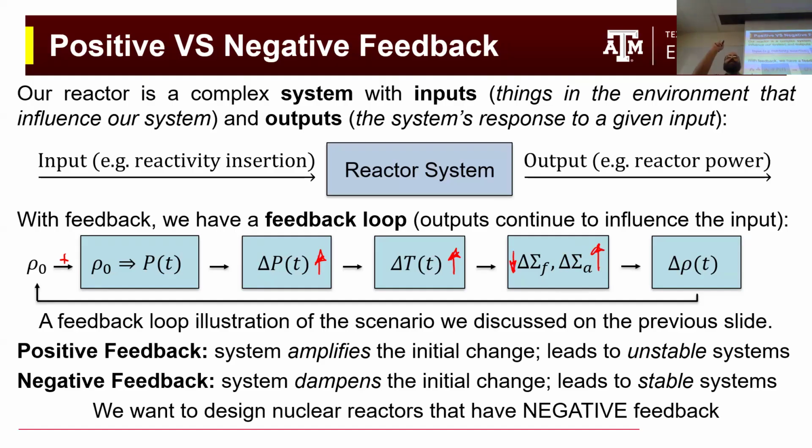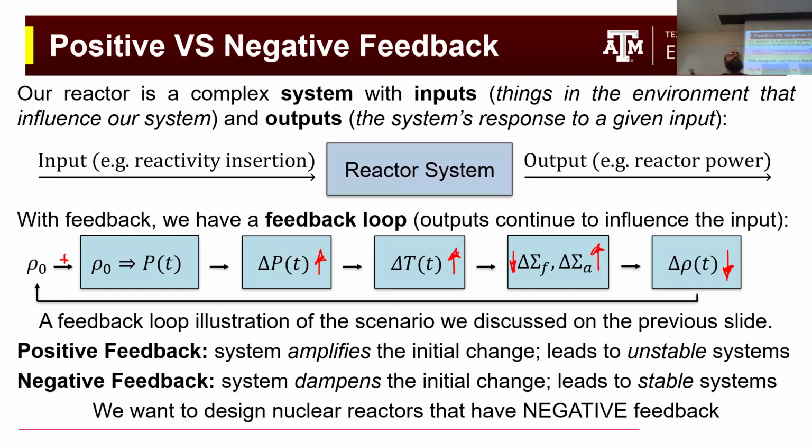So if my sigma A is going up and my sigma F is going down, that means ultimately it's affecting my reactivity, and it's going to reduce my reactivity. It's going to reduce my neutron multiplication. So this makes the change in reactivity negative, which influences what I had in my system to begin with. So this is like a feedback loop, which is illustrating that scenario that we just described.